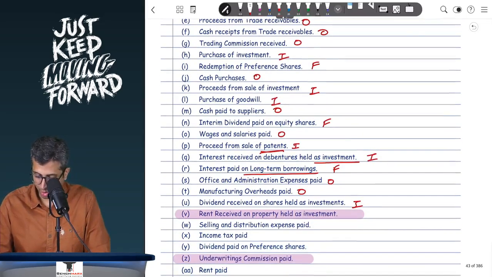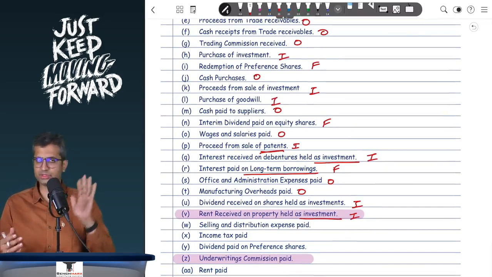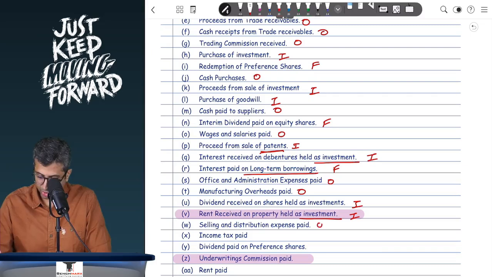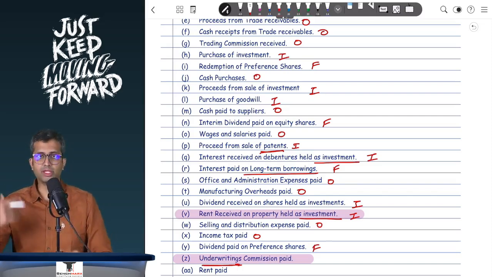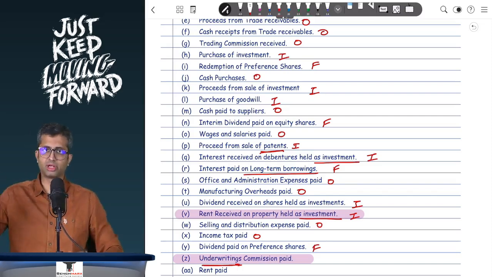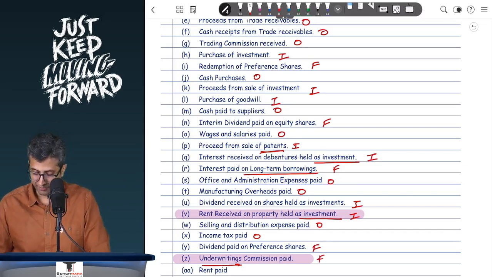Rent on property held as investment. Even if property is held as investment and rent is received, that is investing. Selling and distribution expenses paid, operating. Income tax paid unless given otherwise, operating. And dividend on preference shares, financing. This is dividend paid. Underwriting commission. Usually underwriter's commission is paid when you are raising funds and there is an underwriting happening. So this is linked to financing.